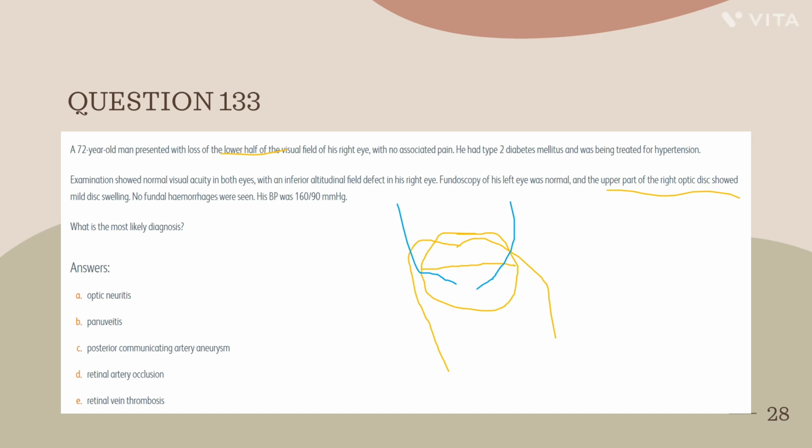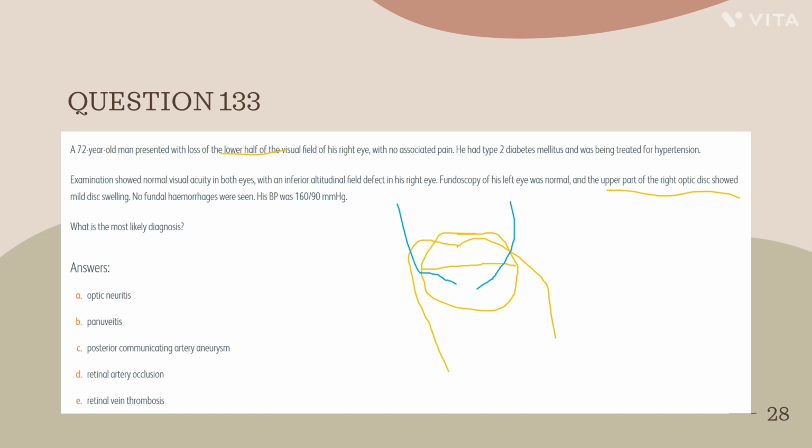No, optic neuritis, there will be some changes in the retina. There will be swelling and all, and it will be more diffuse. Here, only the lower half of the field is affected. Panuveitis, posterior communicating artery aneurysm.